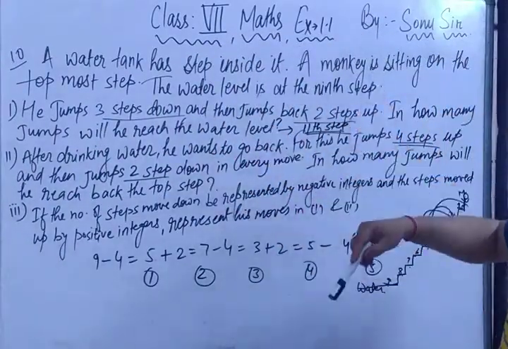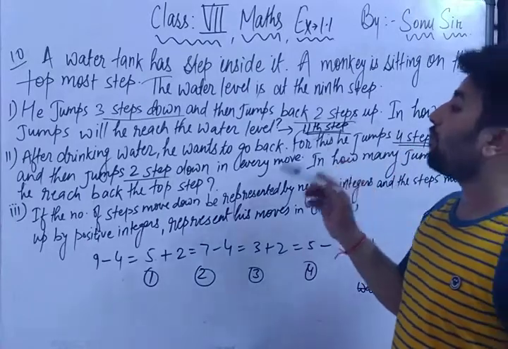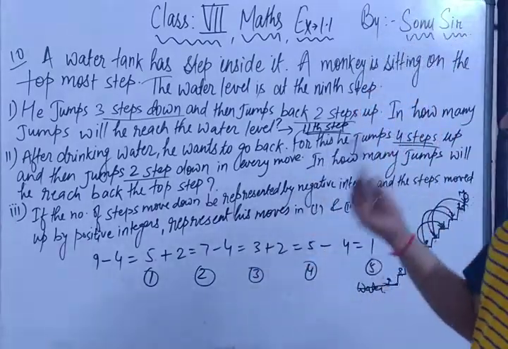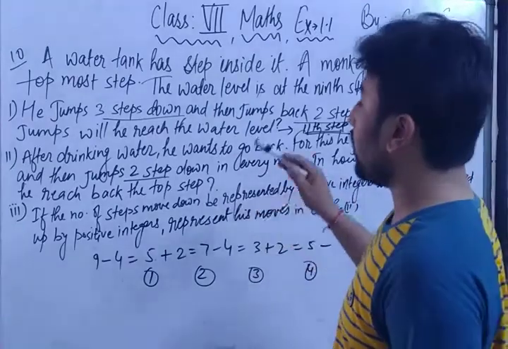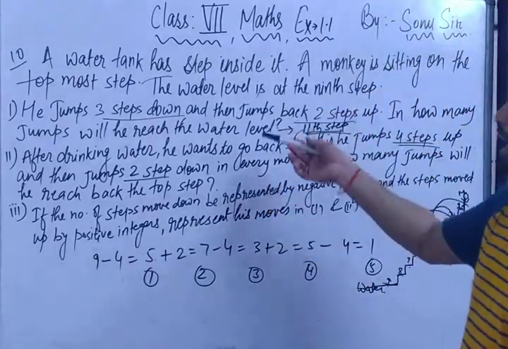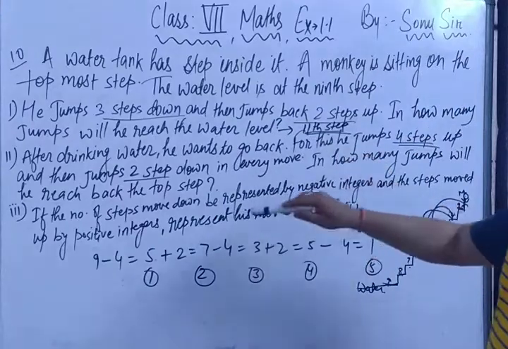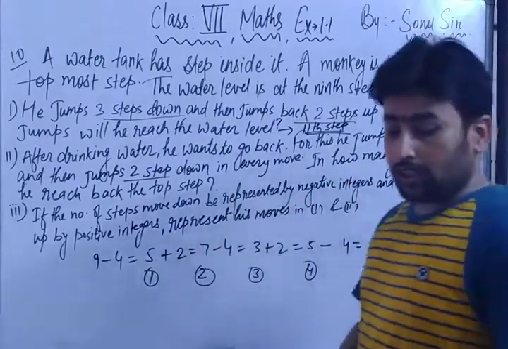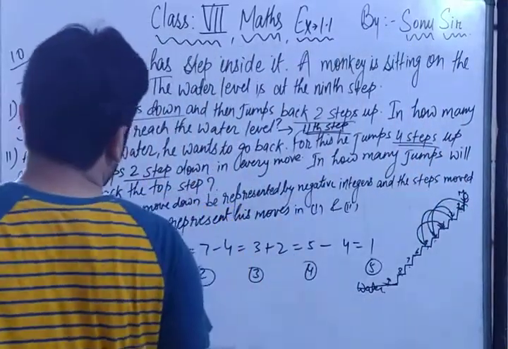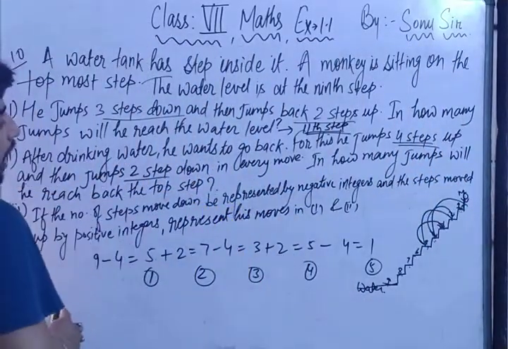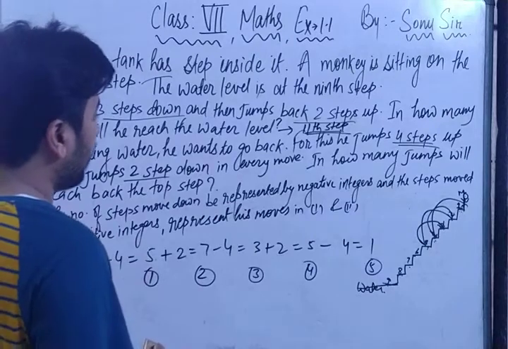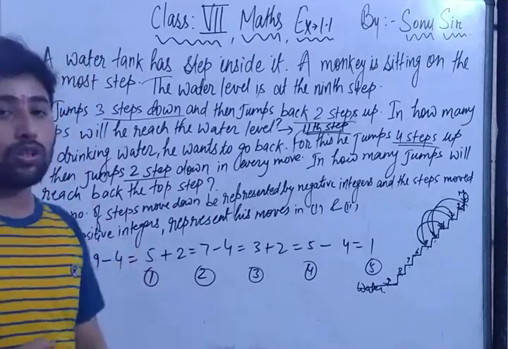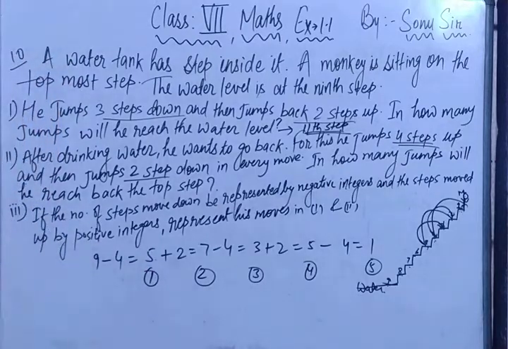The first part was, as I have told you, he is moving 3 steps down and 2 steps up. So you will do down positive and up negative. You have seen that on the 11th step he reaches the water, and in the second question he will go to the top on the 5th step. Now what is the third question? Now the number of steps moved downward will be represented negative and upside will be represented positive. You can take a screenshot also, or otherwise you can write it.